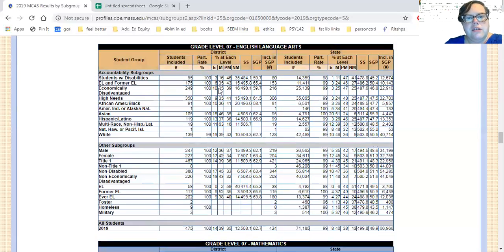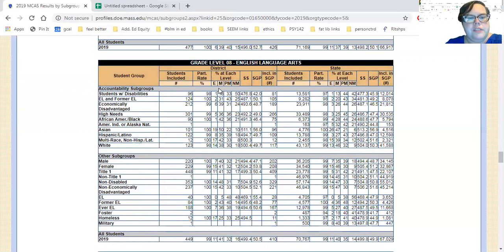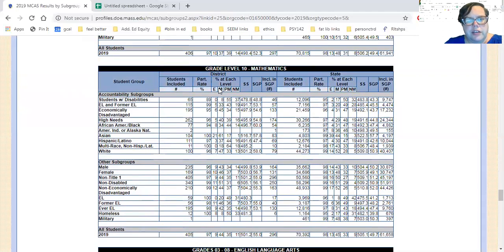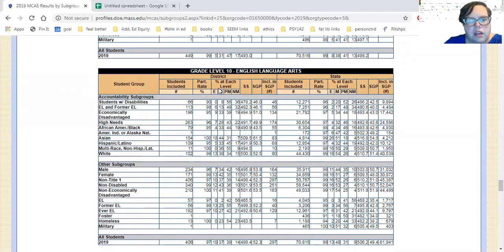So now let's jump to 8th grade. So here we have 45% of economically disadvantaged students are meeting or exceeding, and 57% of non-economically disadvantaged students are. And so then we look up to 10th grade, and we have 42% and 55%. So in this case, there is not a gap that is increasing across time.